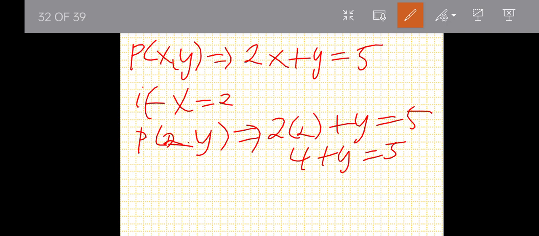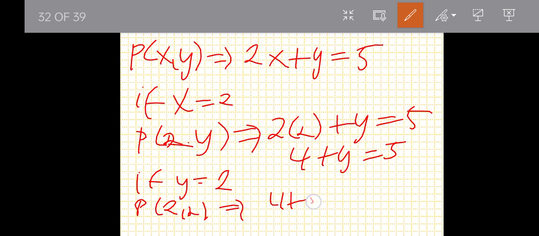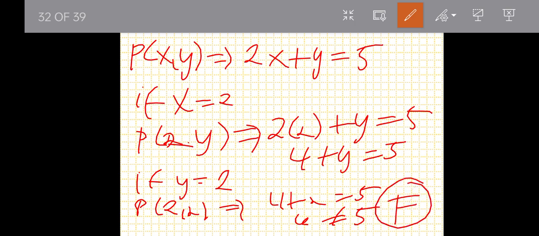That's our new equation. And then if y is, let's say, 2, then p of 2 would be 4 plus 2 is equal to 5. But 4 plus 2 is 6, and that is not equal to 5. So, therefore, this is false.